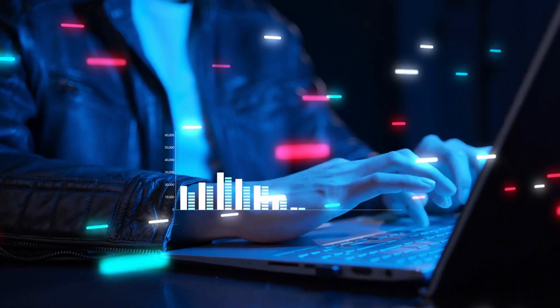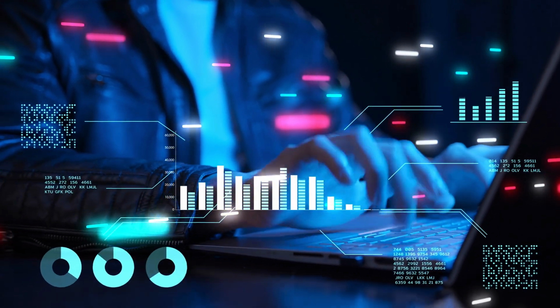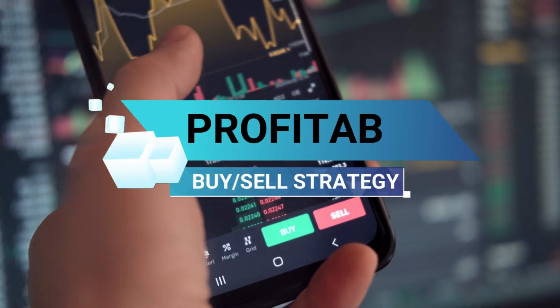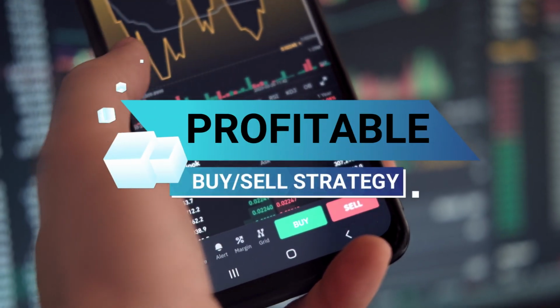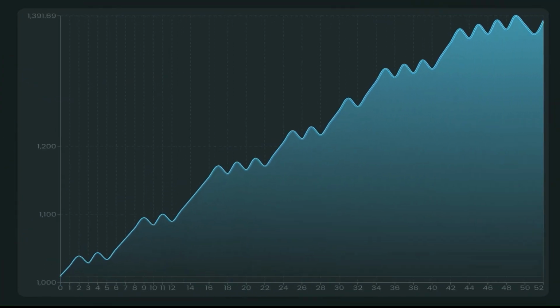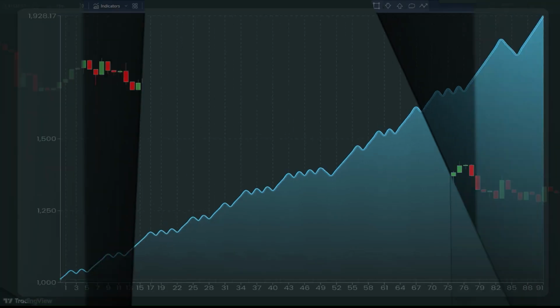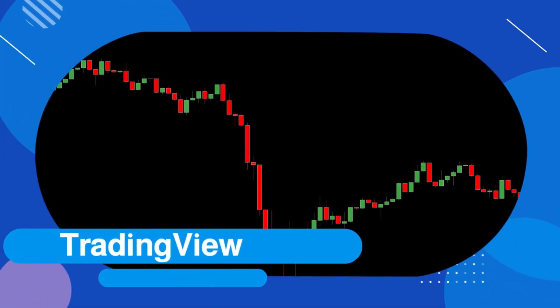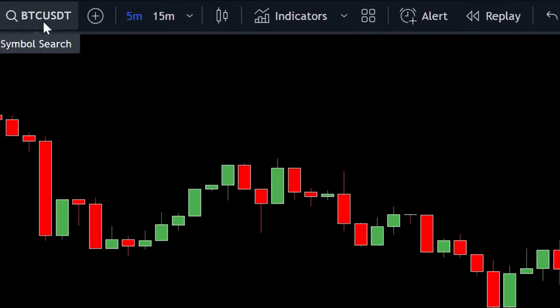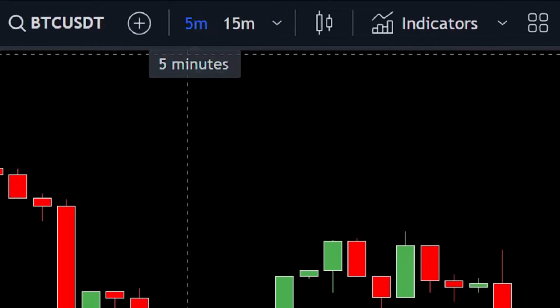Alright folks, let's talk about an exciting trading strategy that could take your profits to the next level, the profitable buy-sell indicator strategy. We're going to walk through it together, sharing some backtesting results so you can see how it's performed in action. To get started, we'll open up a chart on a platform like TradingView. For this example, we'll be looking at Bitcoin USDT using a 5-minute time frame.